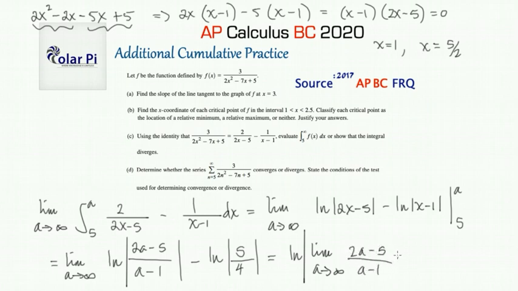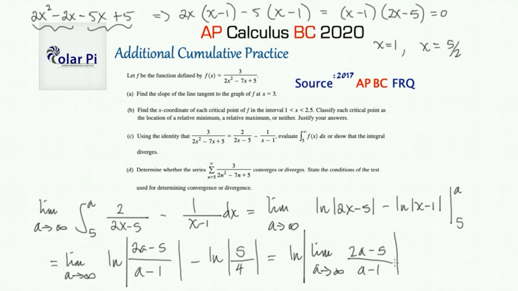It's obvious that this limit goes to 2, right? For large a's, subtracting 5 and subtracting 1 don't really matter, so we're going to get 2a over a, and that's just going to be 2. So this part is going to be natural log of 2a over a, that's just going to be ln of 2.